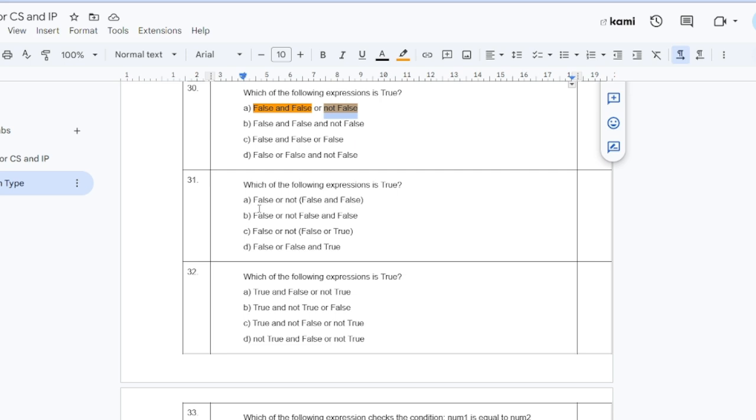So next question is, which of the following expressions is true: false, or not false and false? Since false and false are in the parenthesis, we have to solve the bracket, that is the parenthesis. So false and false gives you false, and not of false will give you true, and false or true will give you true.